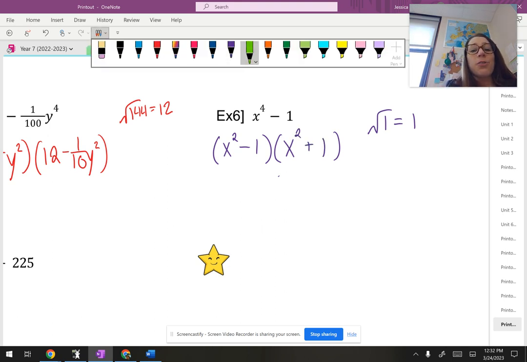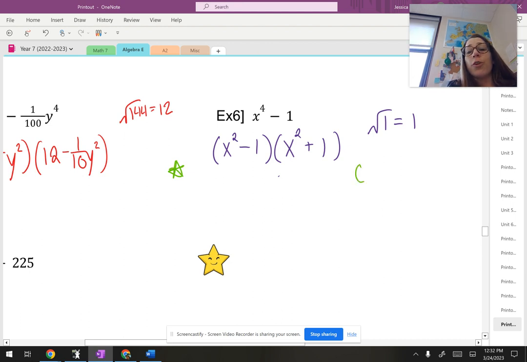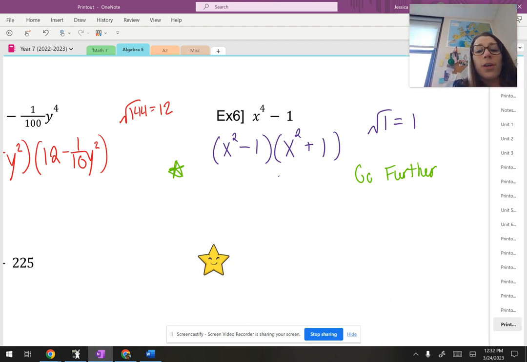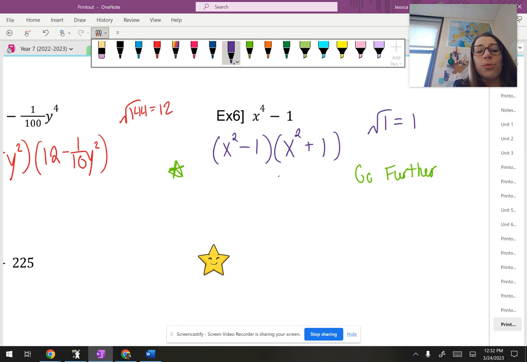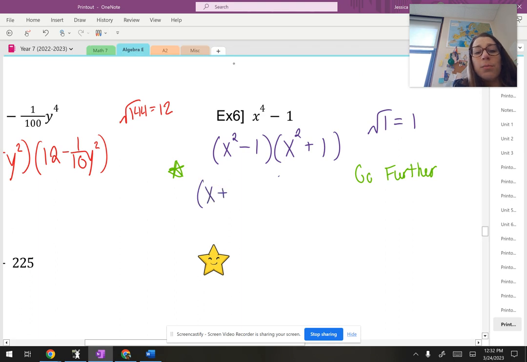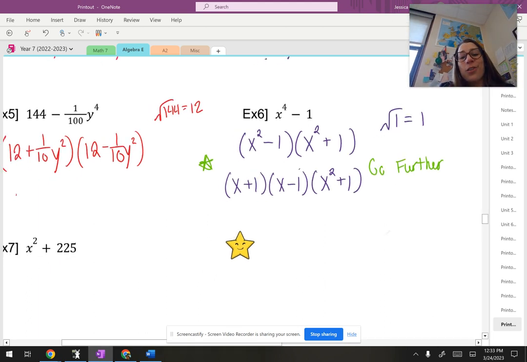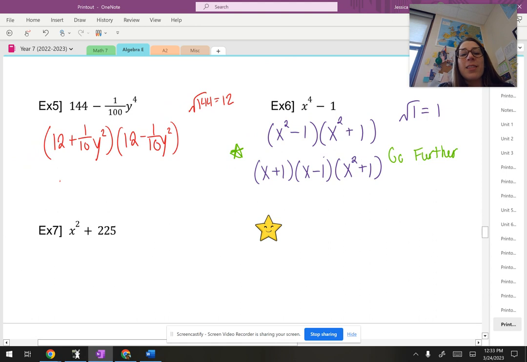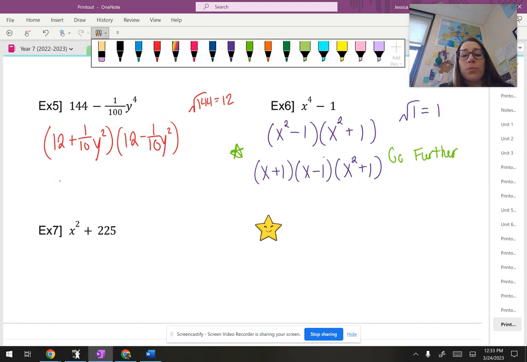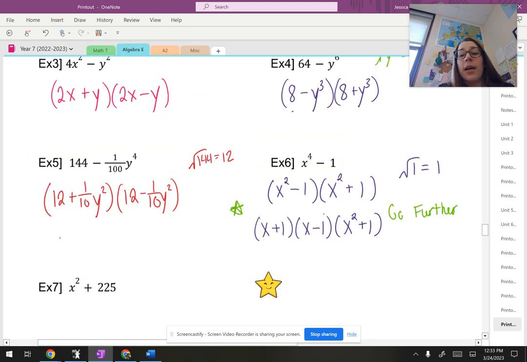Now here, this is a tricky one because we can actually go further. We can take that x squared minus 1 and actually turn that into x plus 1, x minus 1, carry down the x squared plus 1, because that one can't be factored, and we will talk about why this one can't be factored in the next example.